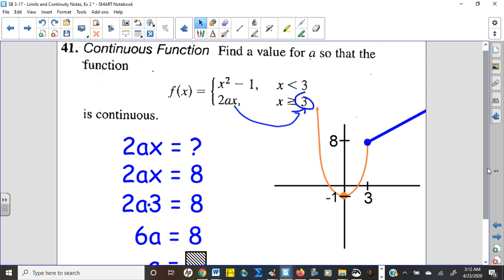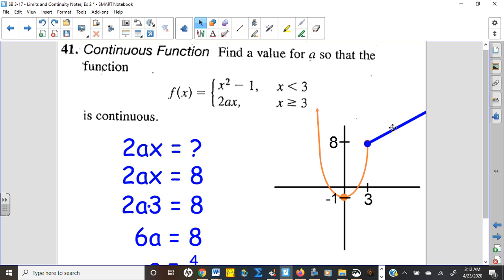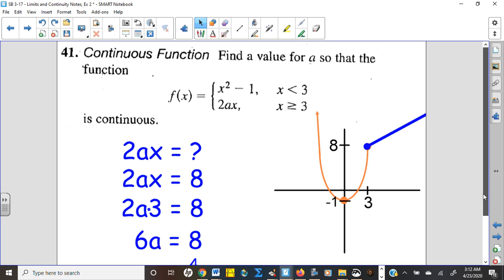And now it's just a real simple algebra problem. 8 divided by 6 is 4/3. So if a is equal to 4/3, this line will have the perfect slope, so that at 3 they both meet. But if a is anything else, it'll have a different slope, and it'll have a different height at that value, and you'll get a jump discontinuity. So this is a really classic AP calculus question that you see a lot of times on their multiple choice tests.